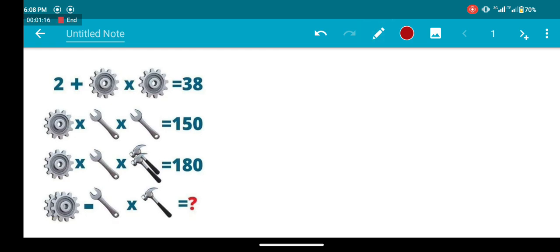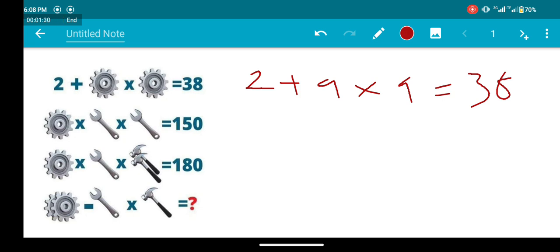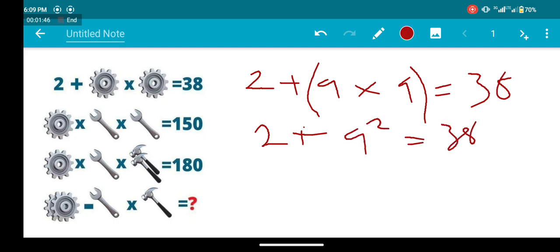So let's say in the first equation, we have (2 + A) times A equal to 38. So how do we solve this? We need to put the A in the bracket. By doing this, the equation is now 2 + A squared is equal to 38. So A squared is equal to 38 minus 2, which is equal to 36.